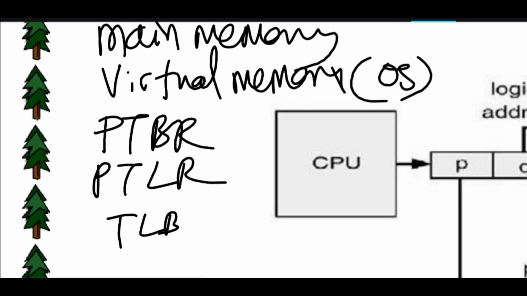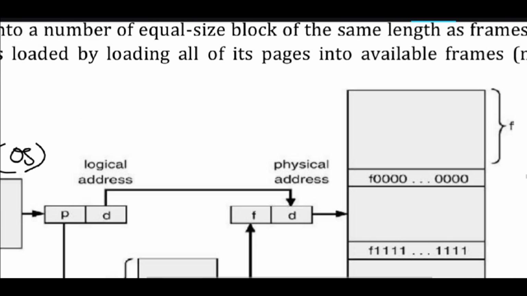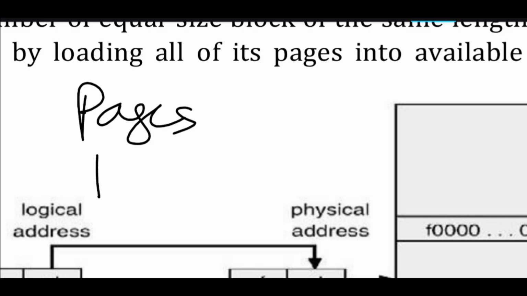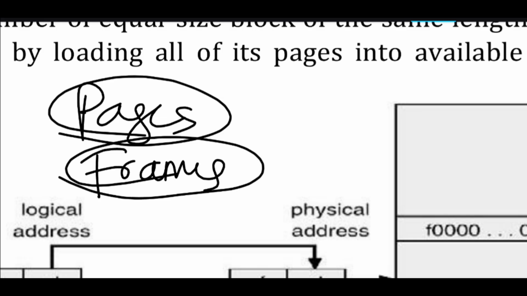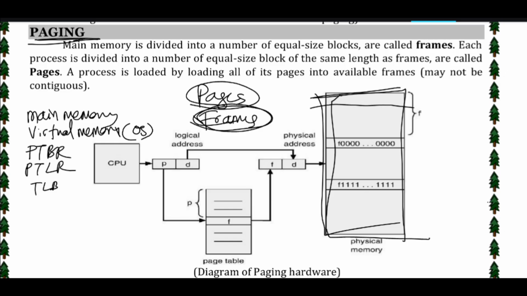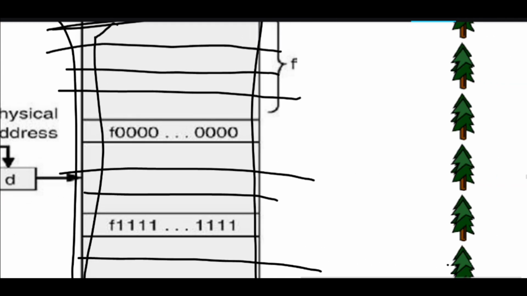Let's first discuss that. There are some other things you will be introduced to, called pages and frames. First of all, let's discuss what frames are. This is our main memory, the physical memory. This main memory is divided into fixed size blocks. These blocks are called frames.